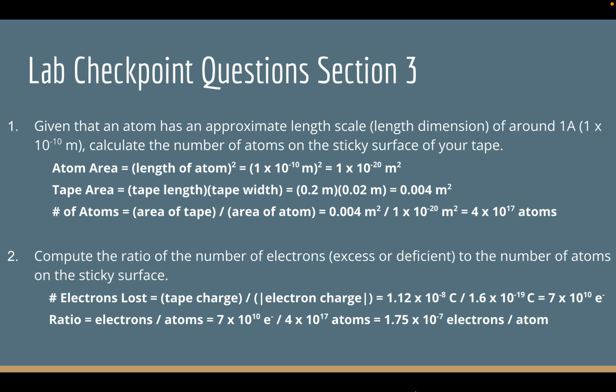The number of atoms on the sticky surface of the tape is calculated by dividing the area of the tape, which is 1 e to the negative 20 meters squared, by the area of an atom, which is 0.004 meters squared, and this gives a value of 4 e to the 17 atoms. The ratio of the number of electrons lost, which was calculated to be 7 e to the 10 electrons, divided by the number of atoms, gives us 1.75 e to the negative 7 electrons per atom.